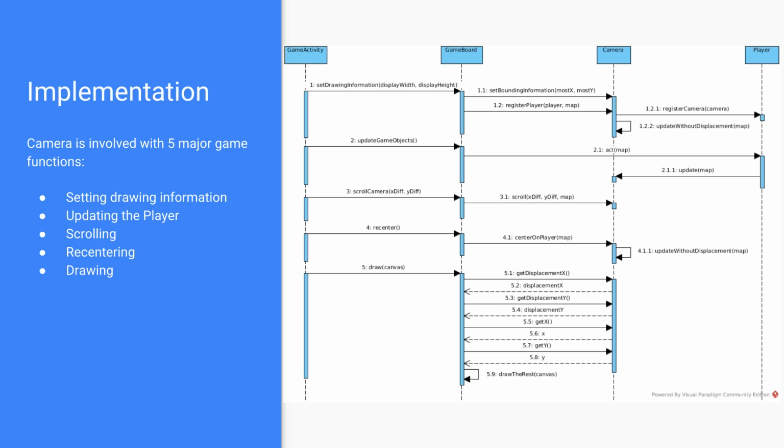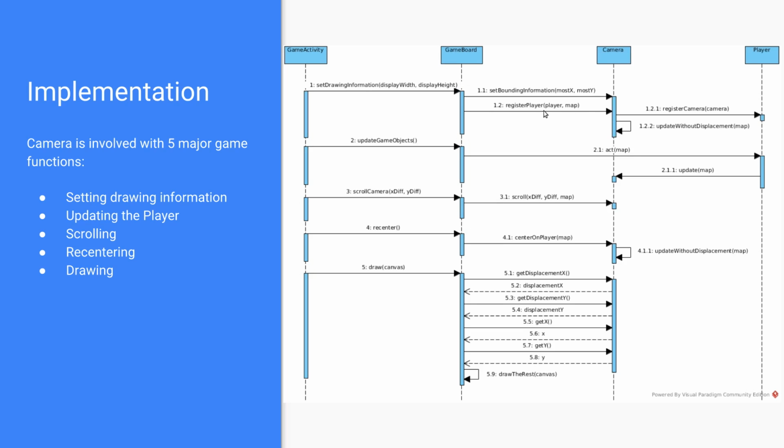The camera is involved with five major game functions: setting up drawing information, updating the player, scrolling, recentering, and drawing. As you can see on the top here, setting up drawing information comes from the game activity, where the drawing information is passed to the game board. From this the game board calculates the most tiles it can draw in the X and Y direction, and it passes that to the camera. Then the game board registers the camera with the player and the map, and the camera will save this information.